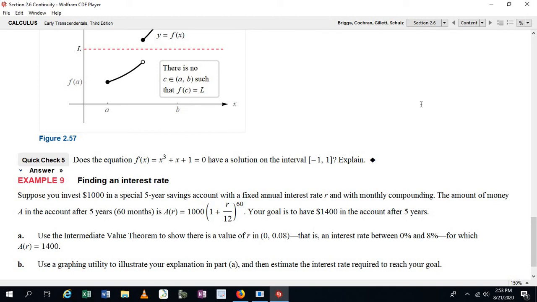Now, the second condition is that L must be strictly between f of -1 and f of +1, that is, f of a and f of b. And L in this case is 0. Let's see if that's true, and I'm going to check that on the calculator.